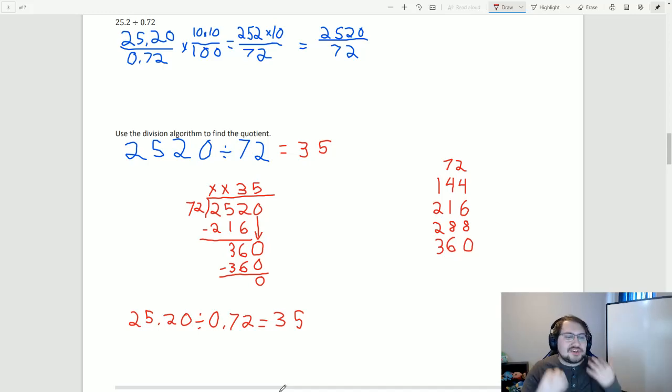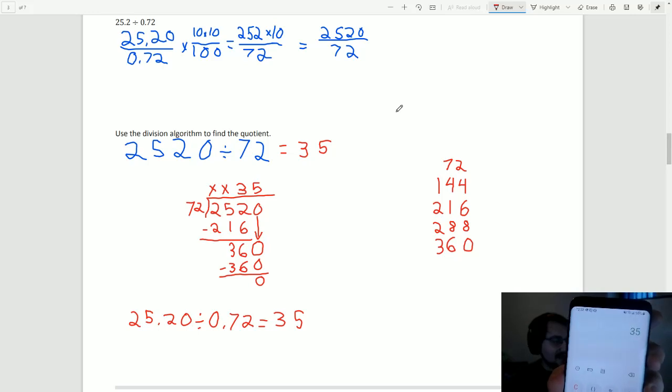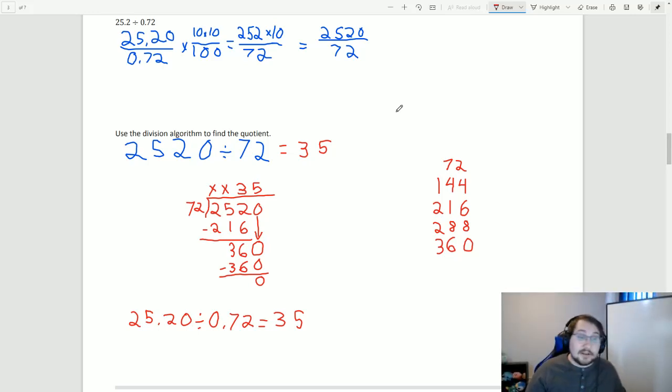We can make sure that that is the correct answer by checking our calculator. I'm going to grab my phone right here. I'm going to open up my calculator and I'm going to check my work. So if I do 25.2 divided by 0.72, what do I get? Well, hopefully it focuses. I get 35. So I just checked my work on my calculator. We got the right answer.